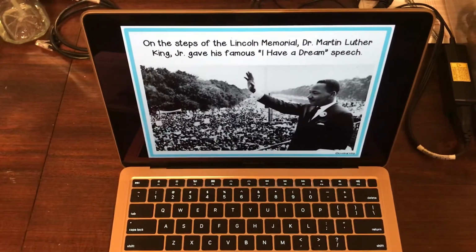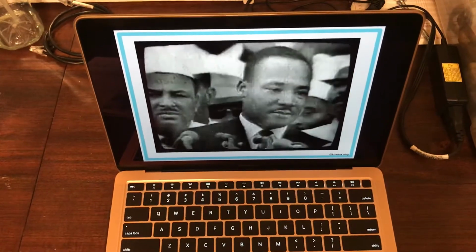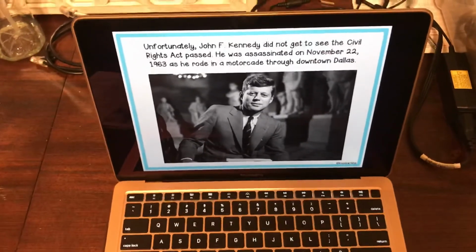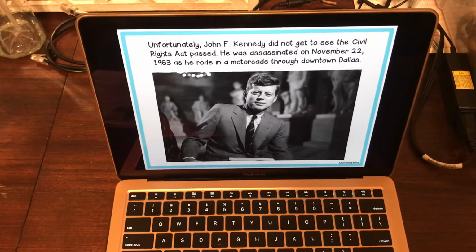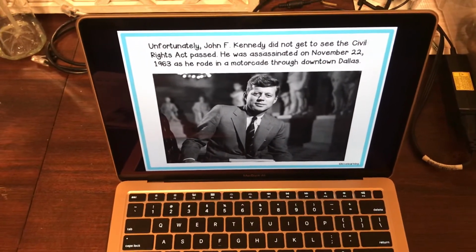So this is his I Have a Dream speech. It was televised for everyone to see and hear. There are some really great videos of that as well. Unfortunately, John F. Kennedy did not see the Civil Rights Act passed. He was assassinated November 22nd, 1963.